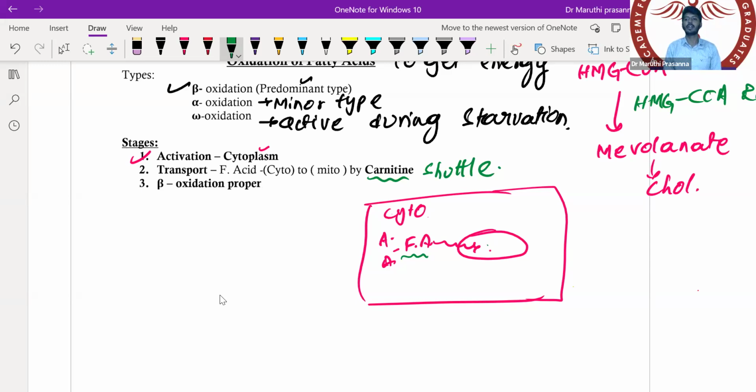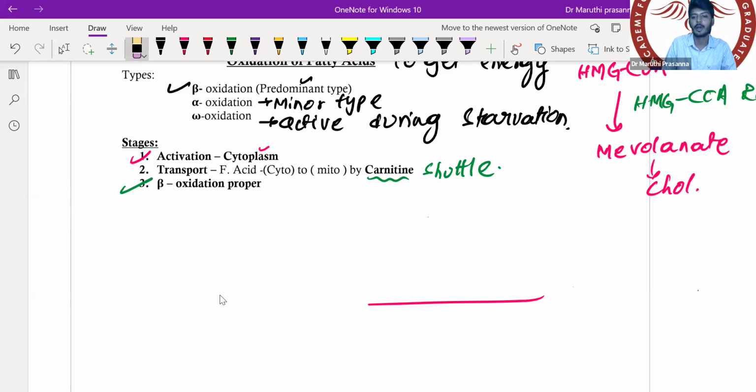they will give you some substance called carnitine. Actually, what is it doing? It is making the activated fatty acids go from the cytoplasm to the mitochondria. Okay, then inside the mitochondria the breakdown takes place. We call it beta oxidation proper. So once we have discussed that, let's talk about alpha oxidation.